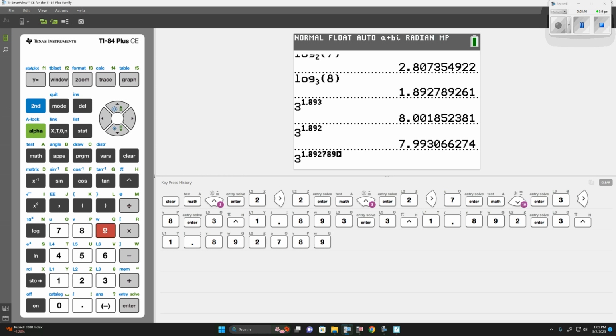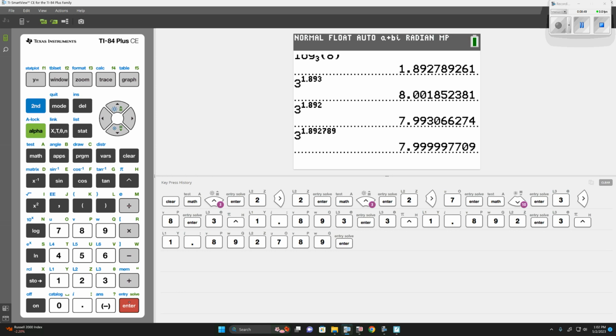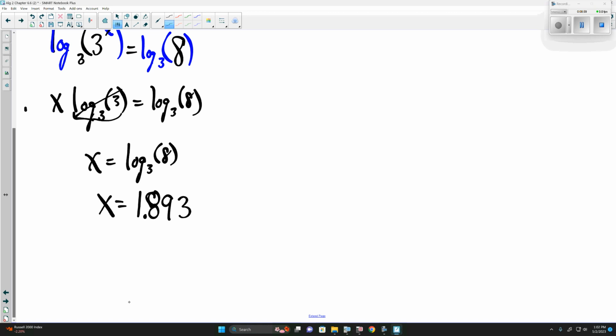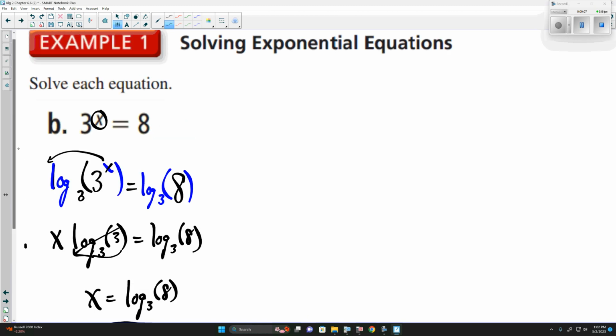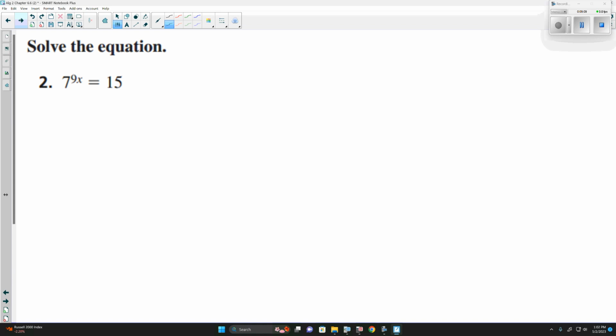1.892789, and it's a number, as we see here, we're getting closer and closer to 8. But because we're not putting the full decimal, we're not going to get exactly 8. And with logarithms, there's no real good way to get the full number. So for this one, you plan to add the log base 3, whatever the whole number is.